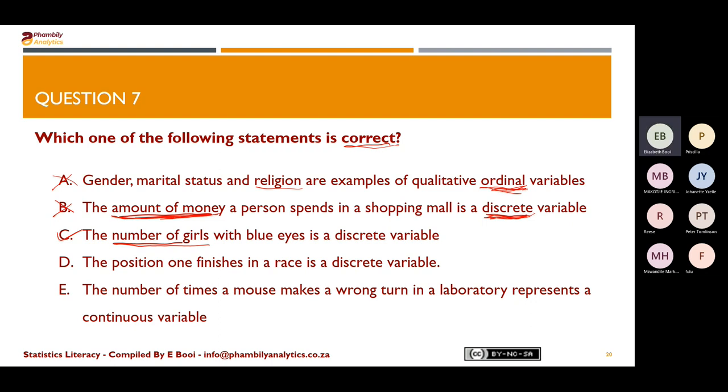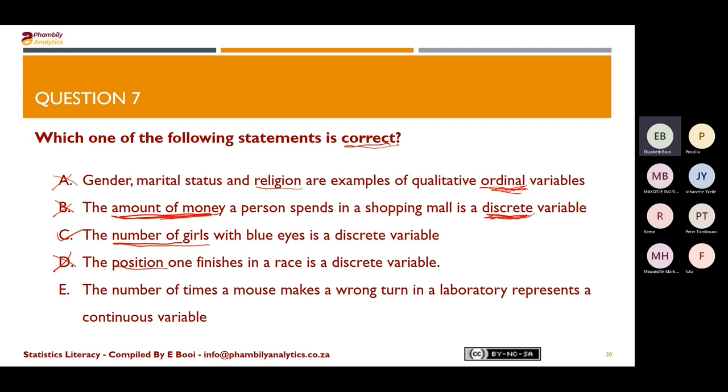Because when you finish in the race, you can either finish position one, position two, position three. But you cannot add them, right? Yeah, exactly. But you cannot add them. The numbers represent labels, which are categorical. Sorry, that's actually categorical, so this is incorrect, because the position is not a numerical value. It's a categorical value that represents the position that you end up in the race.